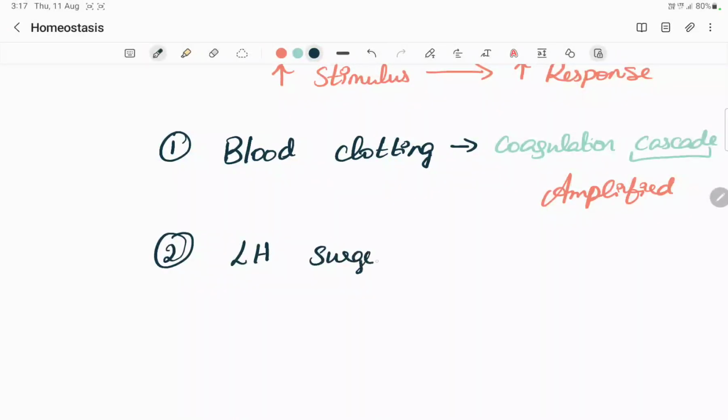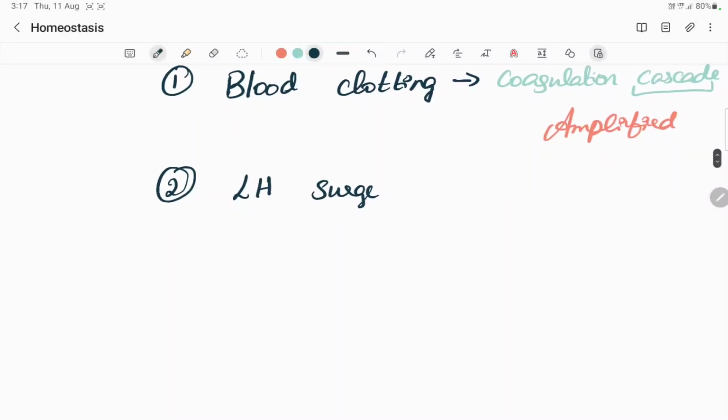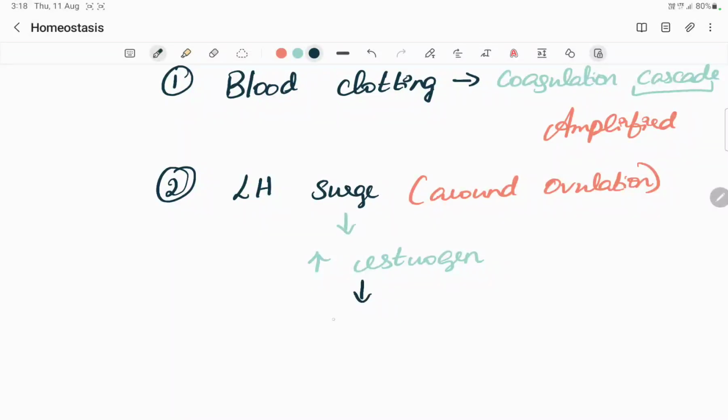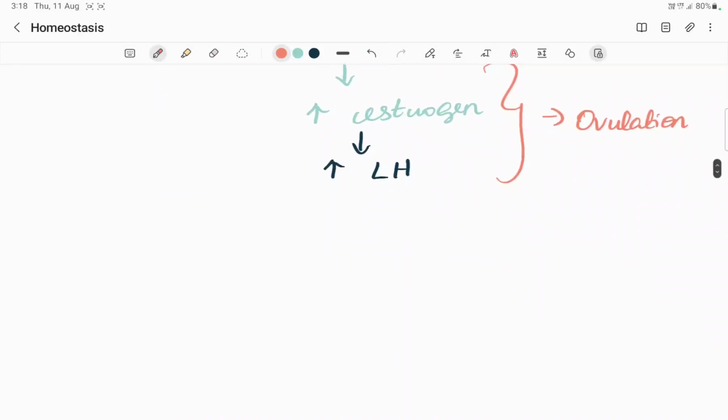LH surge, luteinizing hormone surge, which commonly occurs around ovulation, right? So the LH surge occurs around ovulation, and this will lead to an increase in estrogen. There's an increase in estrogen, which again leads to an increase in LH. All these together lead to ovulation, right? There's an LH surge, there's increased estrogen, which further leads to an increase in the luteinizing hormone, which finally leads to ovulation.